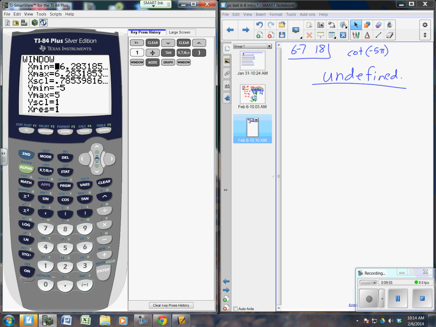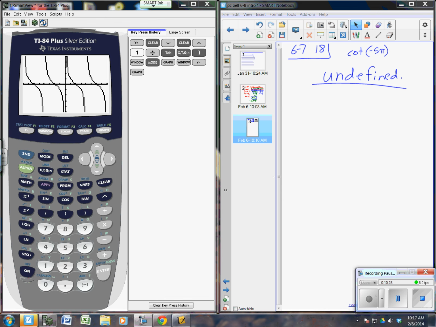Yeah, you guys, for viewing any trig function, usually negative 2 pi to positive 2 pi is kind of like a standard window for it. If you hit zoom trig on your calculator, it would give you what they think is a standard window, but it's not. It doesn't go to negative 2 pi and positive 2 pi. It goes a little bit less than that, I think. Still not doing it. Let me see.